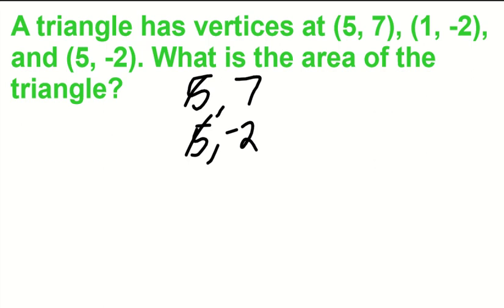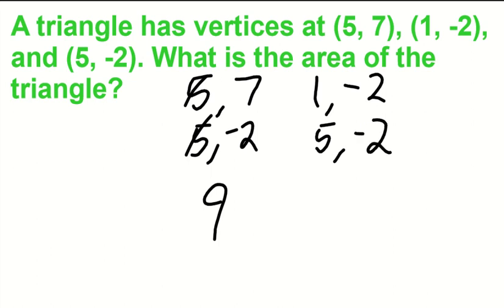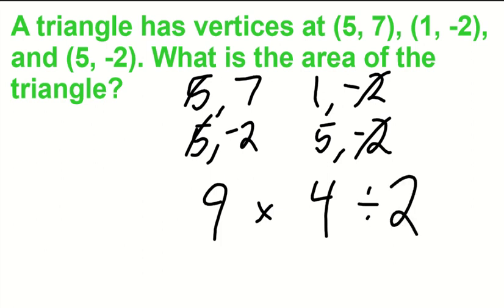When the signs are different, I'm going to add absolute values. So 7 plus 2 gives me 9. Then we need matching y's. The y value that matches is the negative 2. So signs are the same. We subtract absolute values. 5 minus 1 is 4. And then, like I said, it's base times height divided by 2. So 9 times 4 is 36. 36 divided by 2, 18. Okay? Any questions on that one?